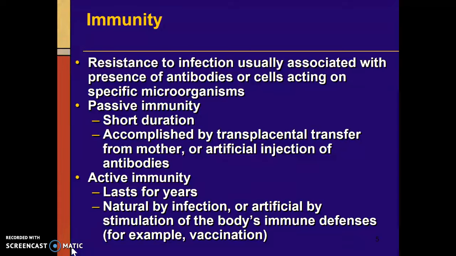This mostly deals with when somebody is given an artificial injection of antibodies, or when the mother gives birth and there's transfer of antibodies from the placenta into the newborn baby. Active immunity, though, is the type of immunity that lasts for years. Probably some of you have had vaccines as children that were designed to keep you immune to childhood diseases, and so you can have natural immunities to infections, or you can have artificial by stimulating the body's immune defenses like in a vaccine.